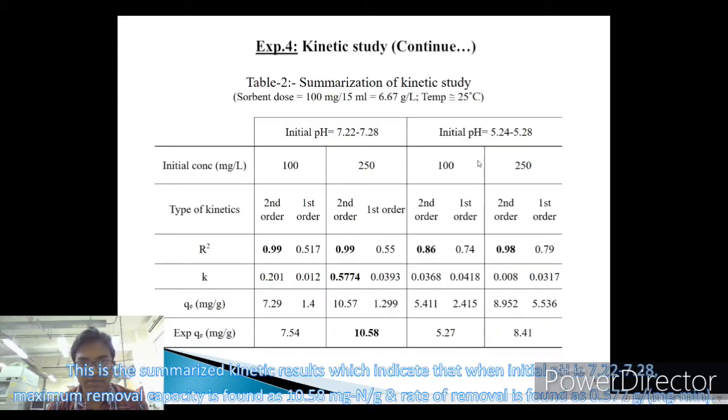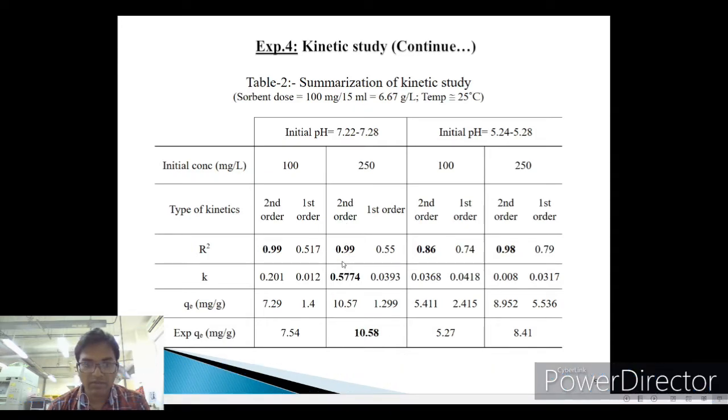So these are the summarized kinetic results. It has been found that when initial pH was 7.22 to 7.28, the maximum removal capacity was 10.58, the equilibrium time was around 18 minutes, and the rate of removal was found maximum at around 0.5774 milligram per gram per minute.